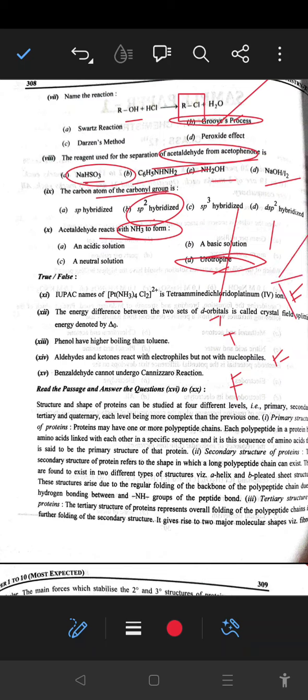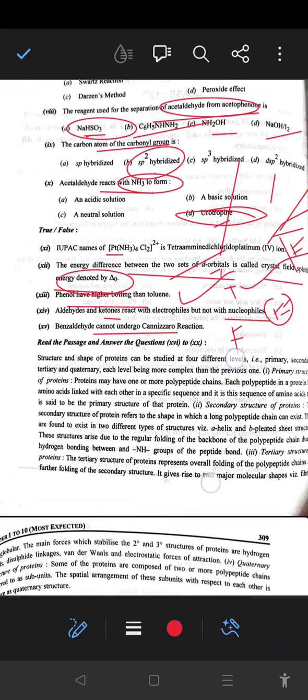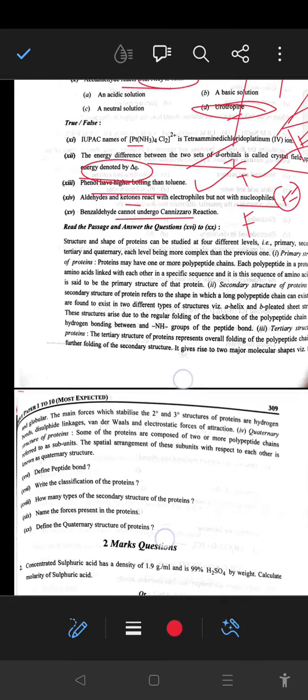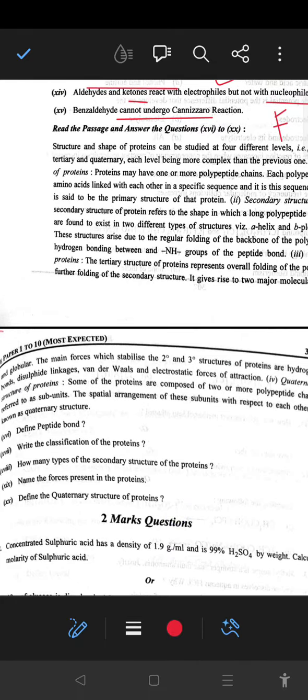Okay. Next, the energy difference between two sets of orbitals is called crystal field splitting energy, that is also a true statement. Next, phenol has a higher boiling point than toluene, again a true statement, because phenol forms hydrogen bonding. Next, aldehyde and ketone react with electrophile but not with nucleophile, that is a false statement. Benzaldehyde cannot undergo Cannizzaro reaction, this is also a false statement, because benzaldehyde has no alpha hydrogen, so it will give Cannizzaro reaction. The molecule which has alpha hydrogen leads to the formation of aldol condensation.